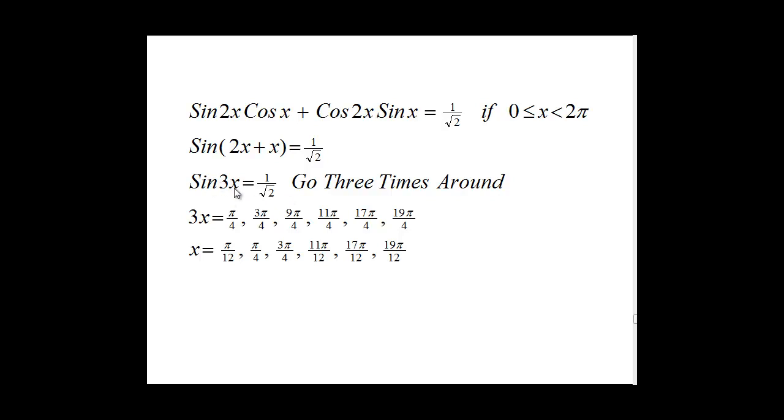Again, the trick is if there's a 3 here, 3 times around the circle. If there is a 2, twice around the circle. The coefficient of our x tells us how many times around the circle to go, because after you do that, you'll notice 19 pi over 12 is still only one circle of our final answers. If you don't do that, you leave out a bunch of answers. Okay, another example.